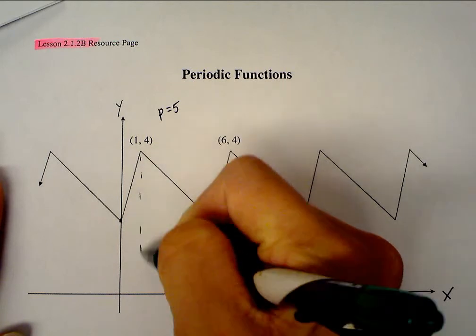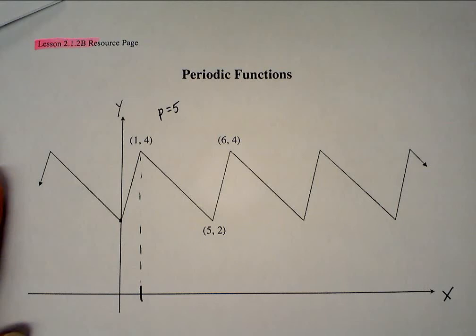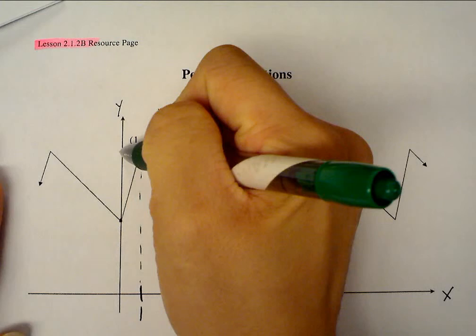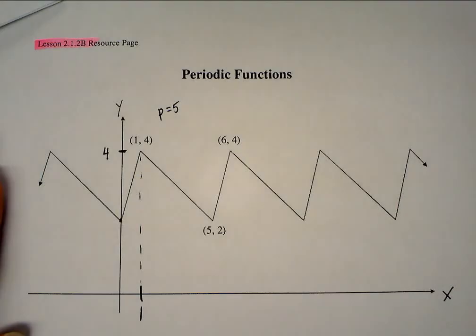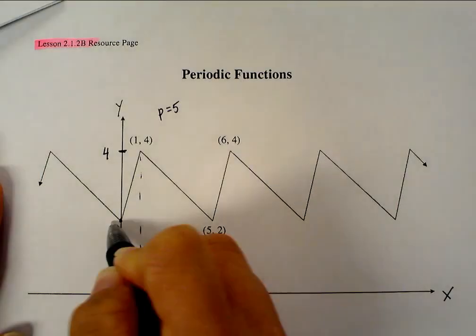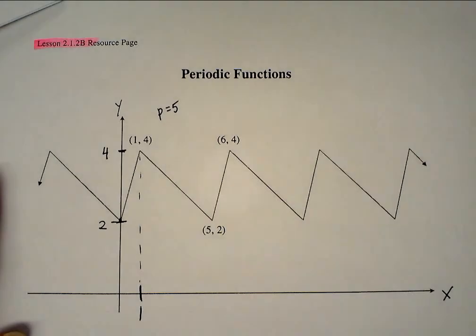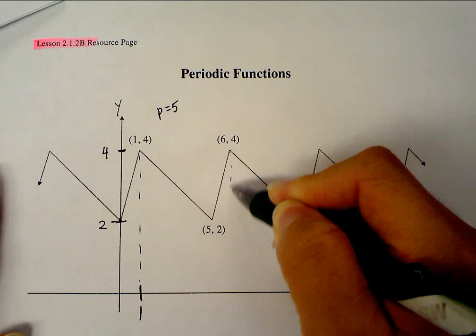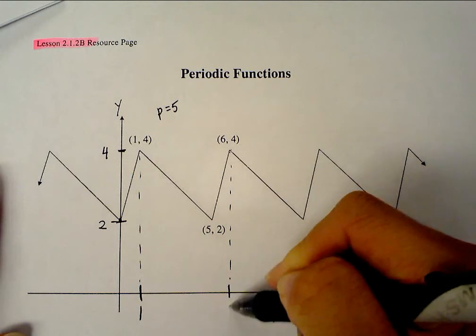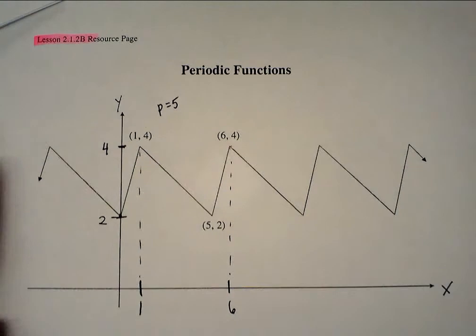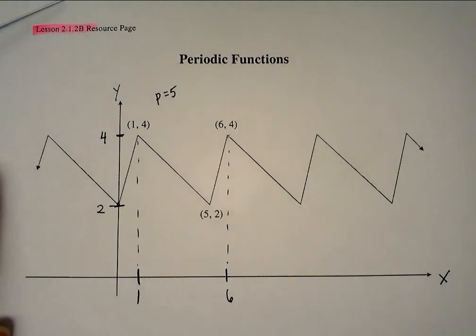what is the x value here? 1, right? And then what is the y value here? 4. We also know that the y value here is 2, right? And the y value here, 1 period later, is 6, right? You mean the x value? Yes, thank you. The x value here is 6. All right. Cool. You guys with me still?